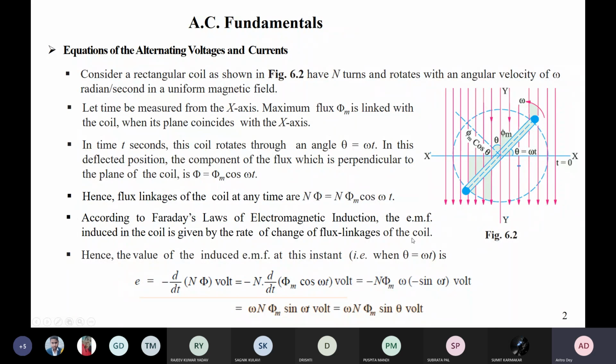Based on that, your phi will be maximum when theta equal to 0, and minimum when theta equal to 90. So based on that, we get the equation like this.